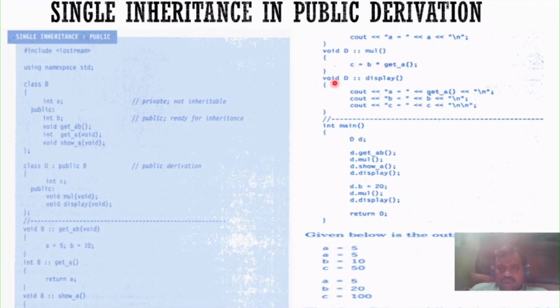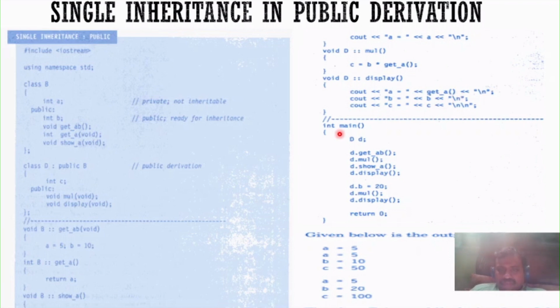Now void D, scope resolution operator, display. Cout A, B, C can display the contents of A. Since A is a private data member, I cannot use it directly in a derived class. So it can be utilized by using the function. So now here A is a private data member which is available in class B. It cannot be directly used here. So in order to overcome this particular problem, we have to use the member function, that is get A. So now it is going to display the contents of A.